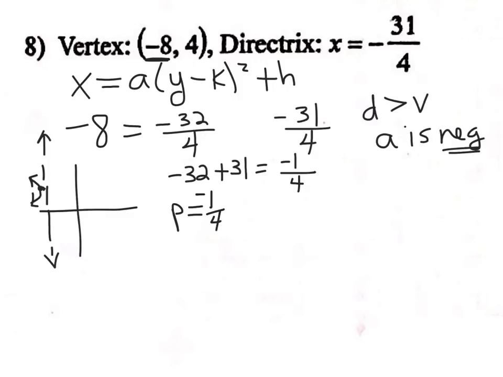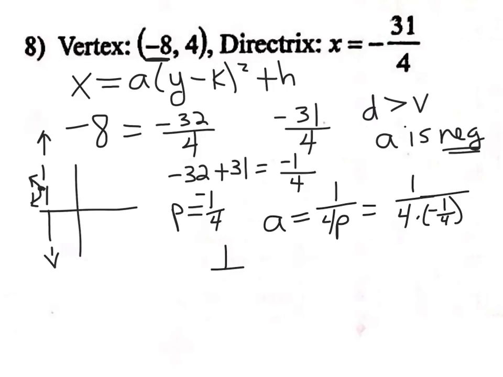All right, so how do we find A? Because that's really all we need. The only other thing we need to write our equation is the value of A. Well, we know that A equals 1 over 4 times P. We know that. So 1 over 4 times a negative 1 over 4. Well, we've done this before, haven't we? Okay, so 1 over 4 times a negative 4 over 1, that equals a negative 1. So my A value is going to be a negative 1.